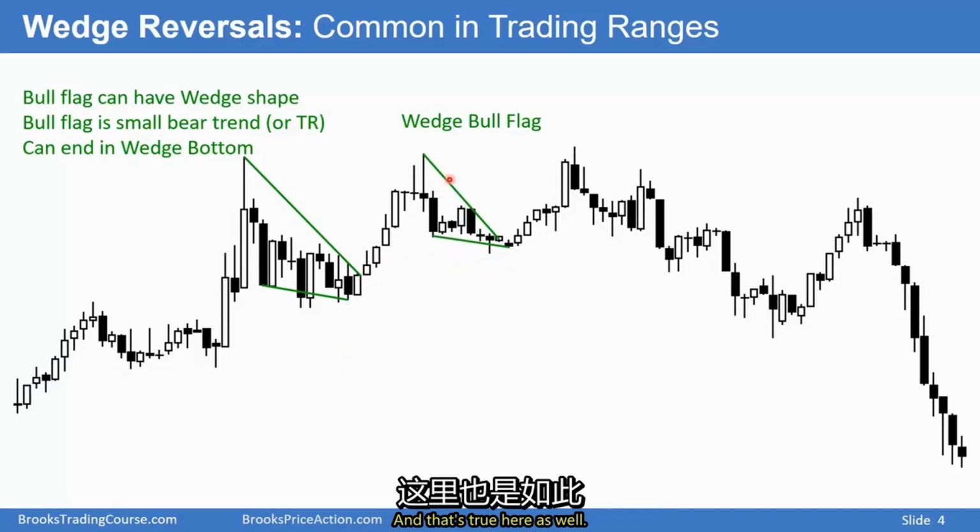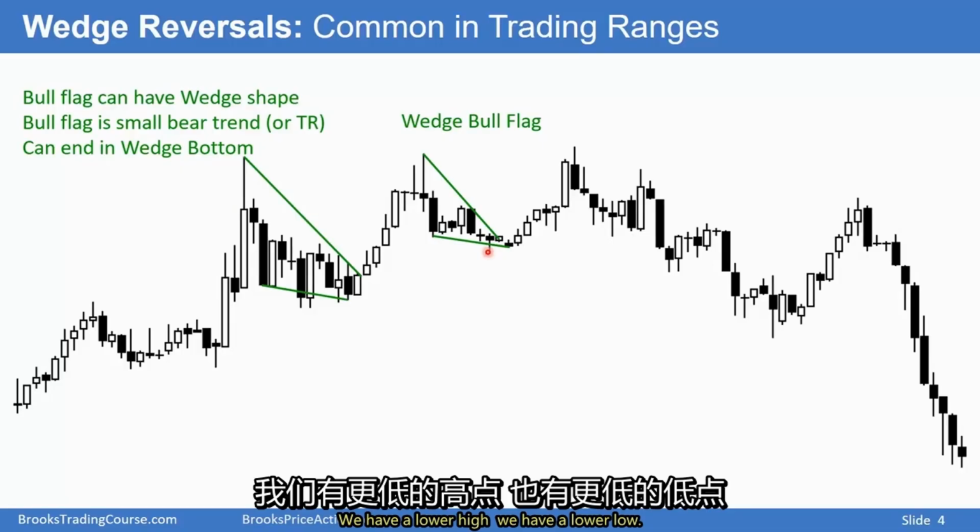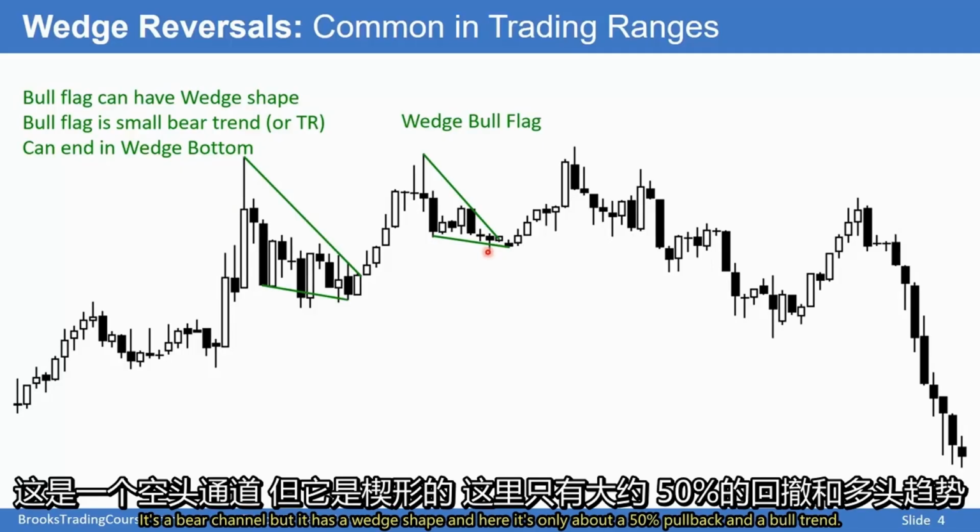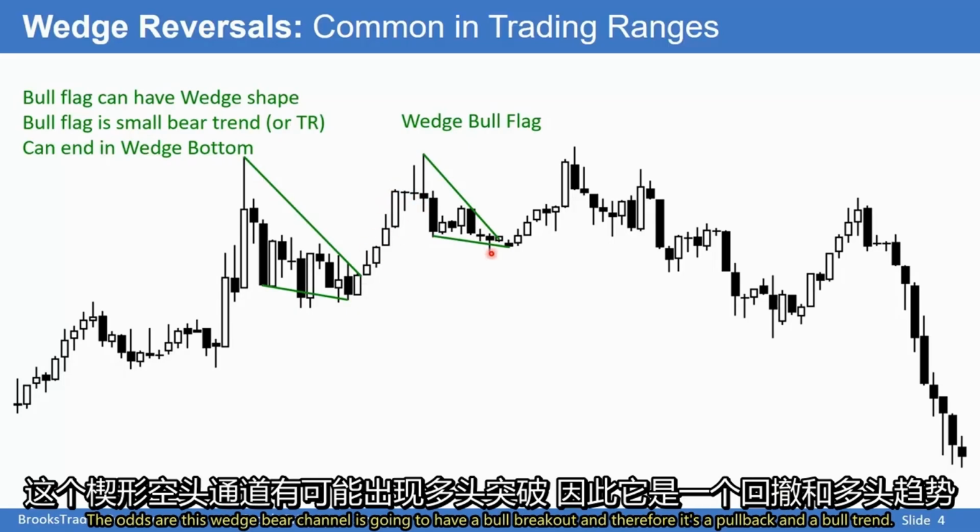And that's true here as well. We're trying to trend down. We have a lower high, we have a lower low. It's a bear channel, but it has a wedge shape, and here it's only about a 50% pullback in a bull trend. The odds are this wedge bear channel is going to have a bull breakout, and therefore it's a pullback in a bull trend.